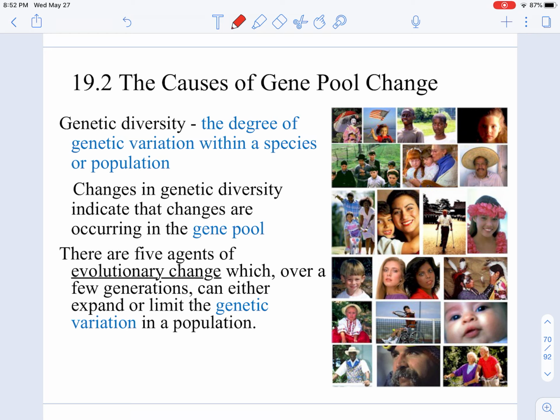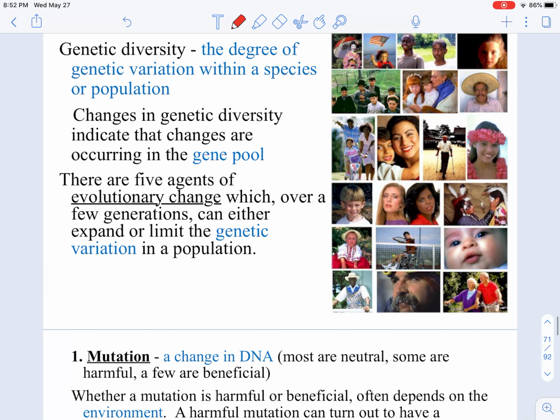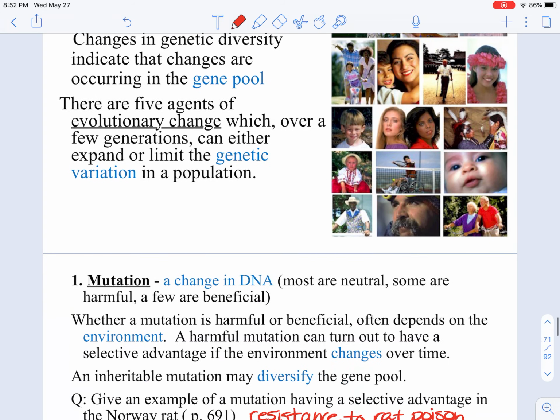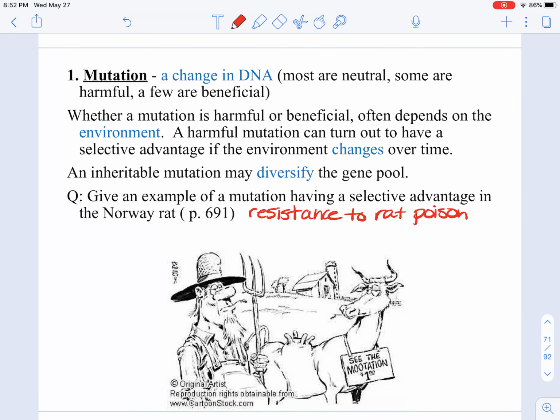Bio 30, 19.2 today, causes of gene pool change, a really quick lesson of just basically the 5 agents of change, the things that can limit or expand variation in a population. We know that diversity is how much variation there is in that population, and these changes in the gene pool can happen because of these 5 things.